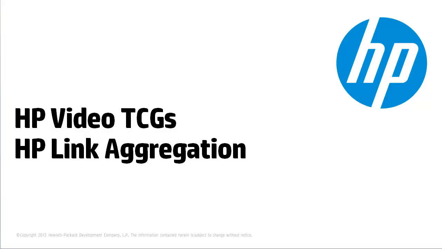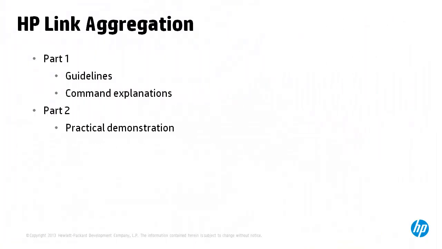In this video, we're looking at link aggregation, specifically on HP Comware and Provision switches. This is the second part of two parts discussing link aggregation between HP Comware and Provision switches. In the first part, we looked at guidelines for implementation as well as command explanations. In this part, we're going to continue the discussion with a practical demonstration of link aggregation between two switches.